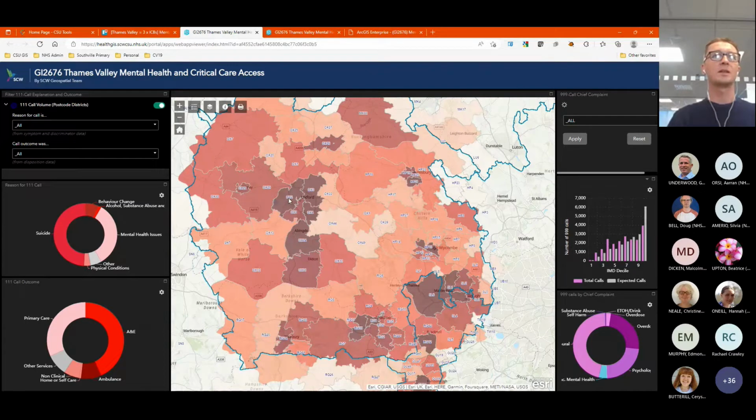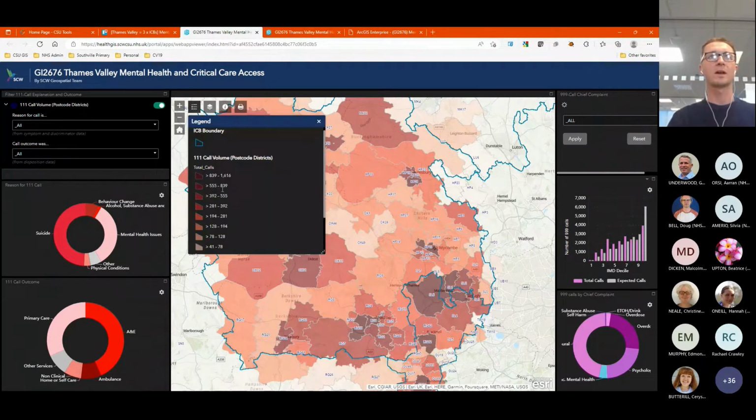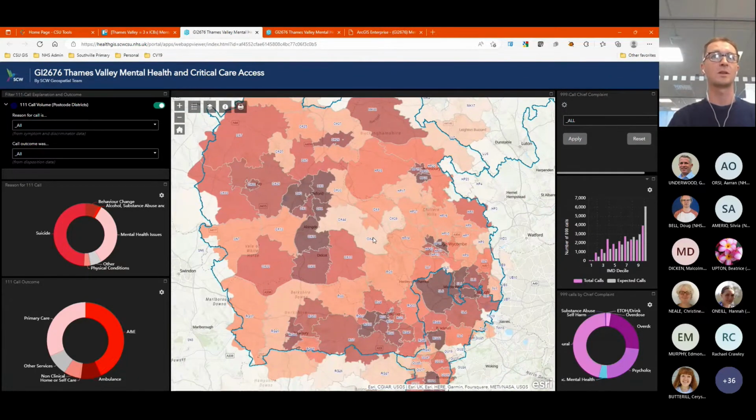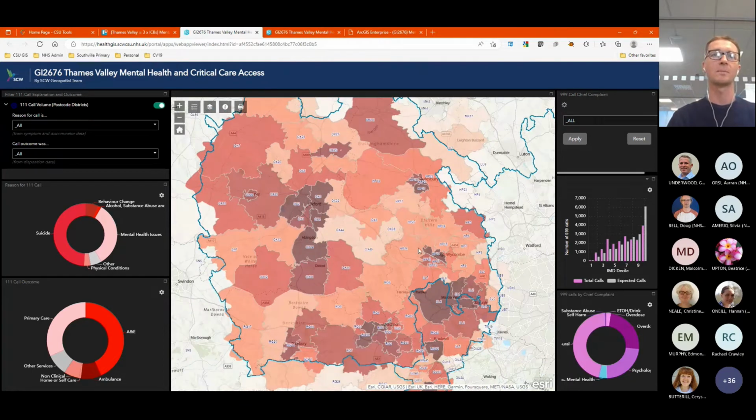And what the heat map is showing us, let's bring up the legend, is basically the darker the colour, the more 111 mental health related calls are coming from that area. This is a theme that we use over and over again, but typically darker equals more intense, equals perhaps a worse situation. A lighter colour equals less intense, lower activity, or perhaps a better situation. So, less deprived areas, that sort of thing.